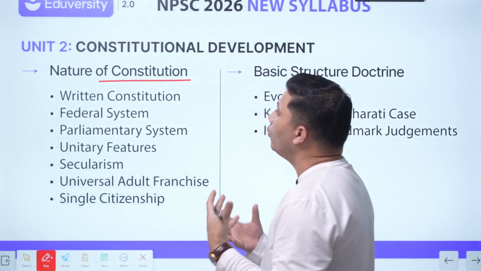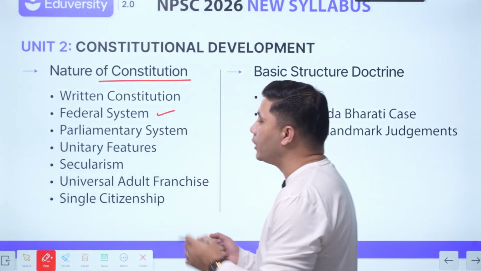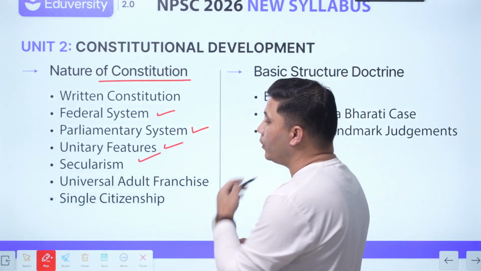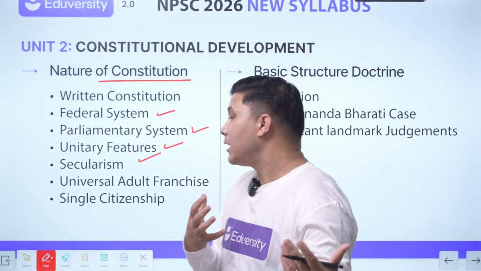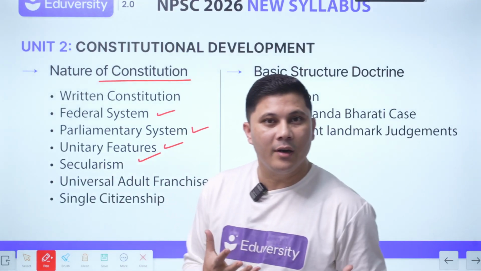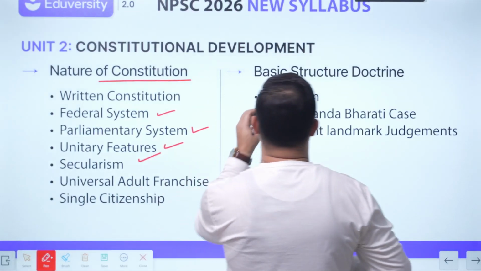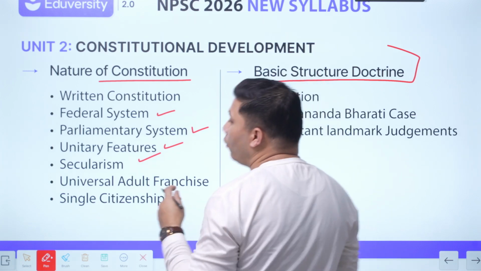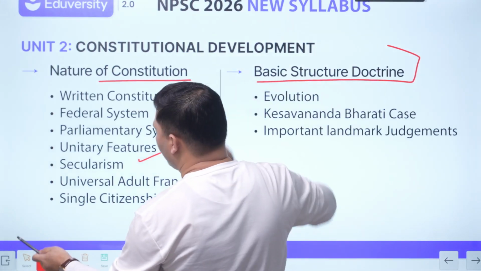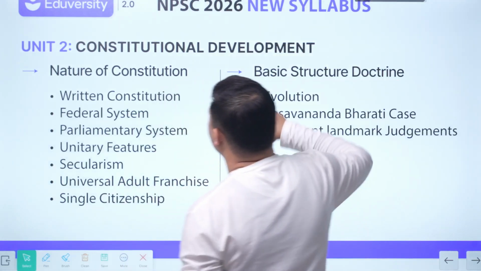Apart from that, you have to know and understand the features of the constitution, then the federal system, the parliamentary system, the unitary features in the constitution, and secularism. For the federal system, you have to understand the difference between cooperative federalism, competitive federalism, and dual federalism. You have to dive a little deeper in the new syllabus. Then you have to understand the evolution of the basic structure doctrine. We all have studied the Kesavananda Bharati case. That is how you will have to understand constitutional development.